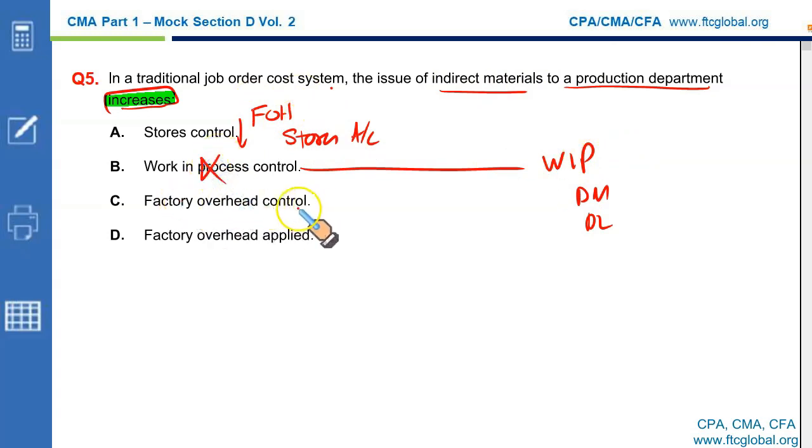Factory overhead control account. Now this is correct. Factory overhead control account is debited when indirect material is issued to production. So FOH control debit, stores credit. That shows that FOH control is increasing. So this is the right option.